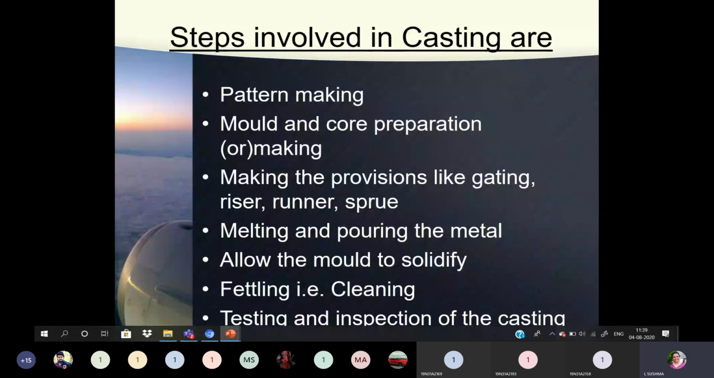Then mold and core preparation. Here, mold means the hollow shape that has been obtained by the pattern, and core is nothing but the hollow sections, if you want them in the final object, you will use this core. So, mold and core preparation.